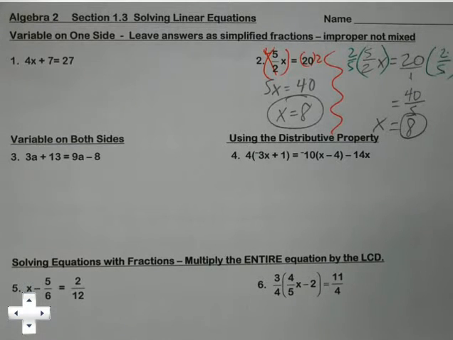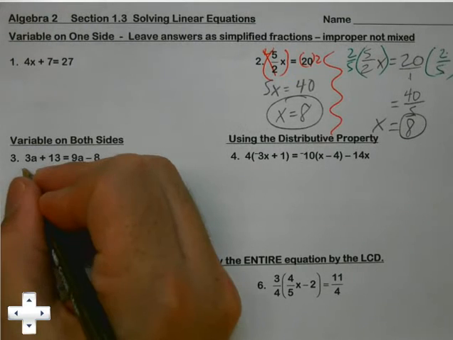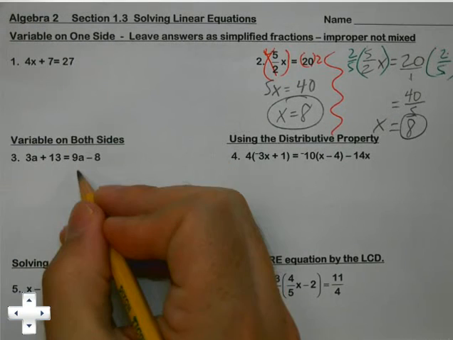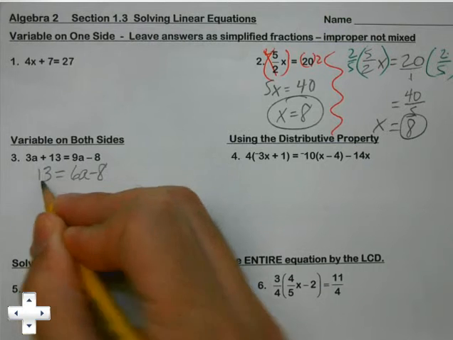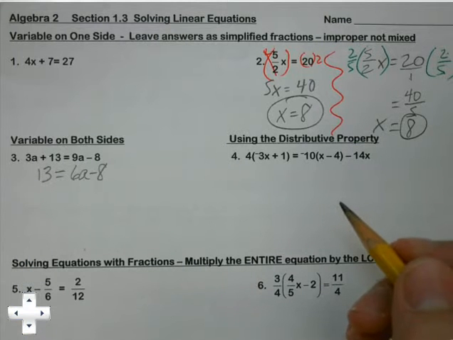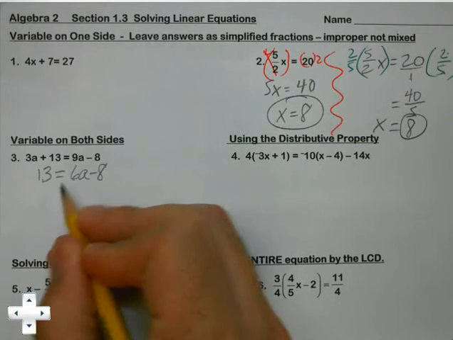Variable on both sides. First job, always get all the variables to one side first. I like to stay positive with things when I can. So again, I'm going to subtract the 3a from both sides. And I would rather take my time and show work rather than speed through, mess it up, and have to do it again. I can add 8 to both sides.